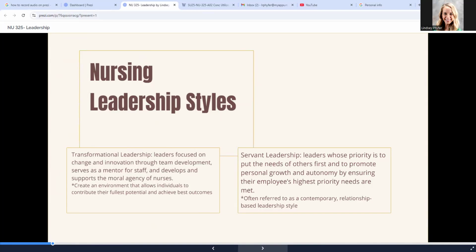Servant leaders are leaders whose priority is to put the needs of others first and to promote personal growth and autonomy by ensuring their employees' highest priority needs are met. Servant leaders are often referred to as contemporary relationship based leadership style. So you may find that servant leadership is the type of leadership style that is more often in place these days.